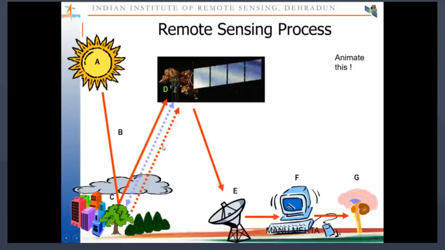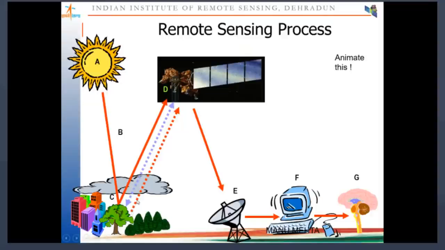Now I have put here three rays, one solid red, another purplish, and the third dotted red. What's the difference between these three? Number one, for the red solid line, you can see that light is incoming from a source, hitting the target. Part of it is getting reflected to the platform and sensor. This is called a reflective type of remote sensing, where the sensor receives the portion of the electromagnetic spectrum reflected by the target, right?